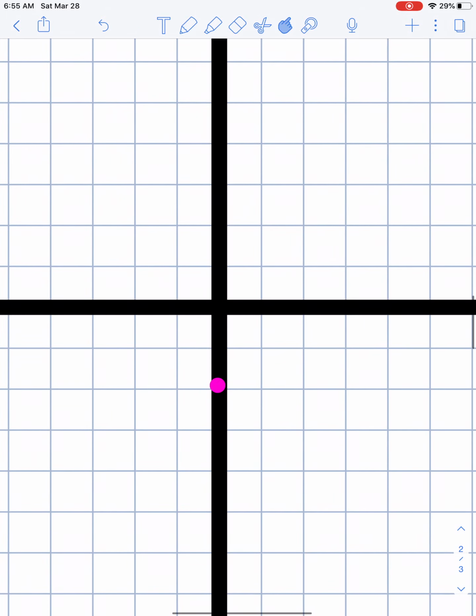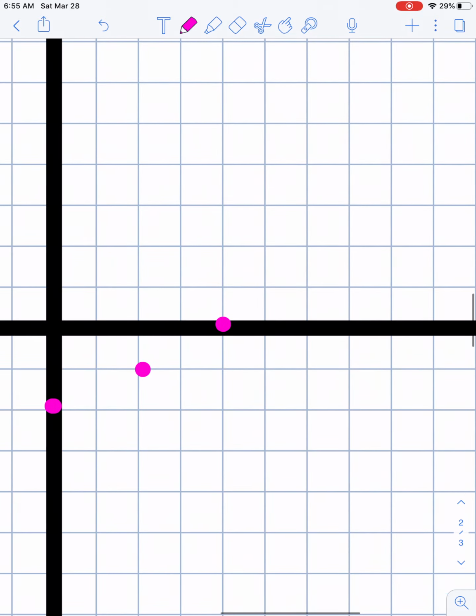So what does that mean? 1/2 means I'm going up 1, right 2 from that starting point. So up 1, right 2. Up 1, right 2. And I'm going to keep going just because we know we're going to be graphing this and we need a very straight line.